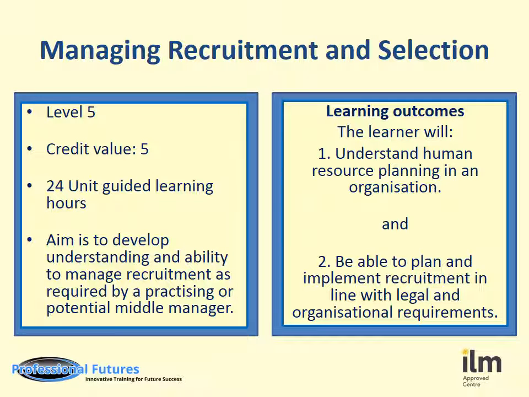The Managing Recruitment and Selection module is a Level 5 module and it holds a credit value of 5. There are 24 guided learning hours associated with this unit, and you'll notice that the videos alone don't account for the full 24 hours. However, you will be directed through the videos to complete a series of activities which you'll be able to complete either in your workbook or in an alternative space.